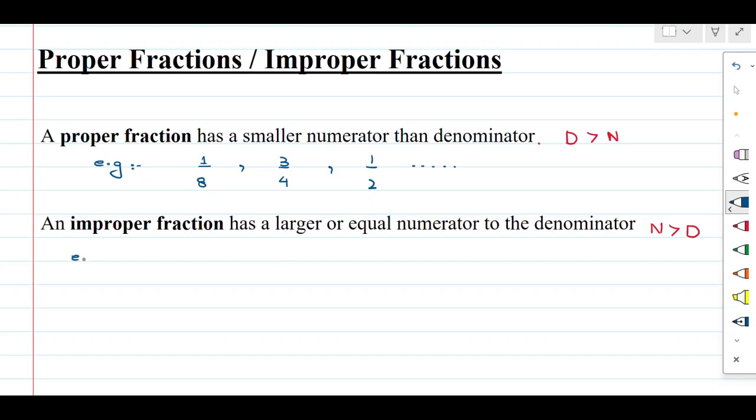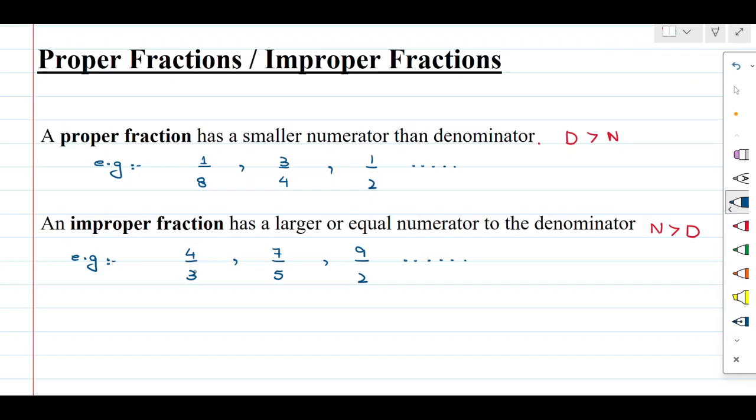Let me write down some examples. For example, if I have the fraction 4 by 3, you can see the numerator is bigger than the denominator. 7 by 5, again the numerator is bigger than the denominator. Or we can take 9 by 2, the numerator is bigger than the denominator. So such fractions are improper fractions. In proper fractions, your denominator is more than the numerator. In improper fractions, the numerator is more than the denominator.